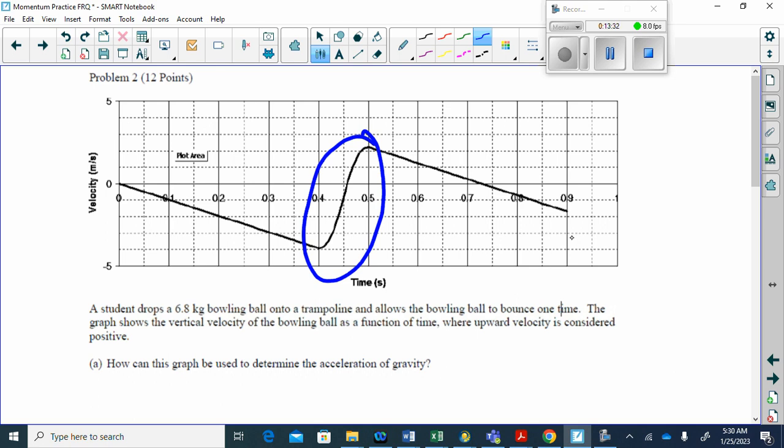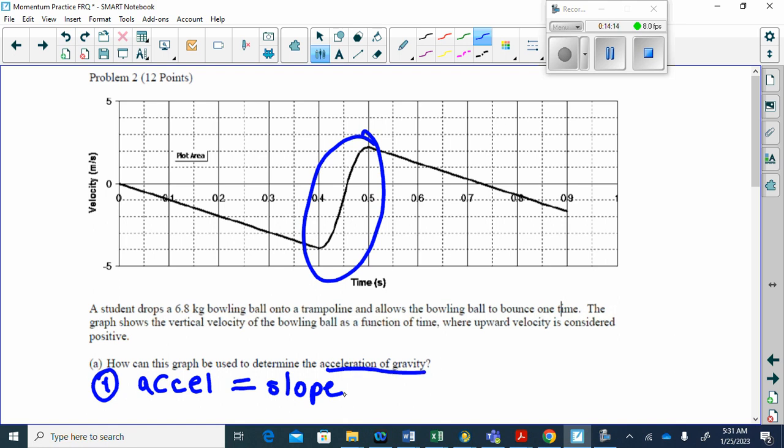So this part A says, how can this graph be used to determine the acceleration of gravity? So looking at this graph, how do you find acceleration from a velocity time graph? Well, we know the acceleration on a velocity time graph equals the slope. And so you must say that the acceleration equals the slope on this graph. And then we have to find any time period over which it's actually falling. It's under the influence of gravity.